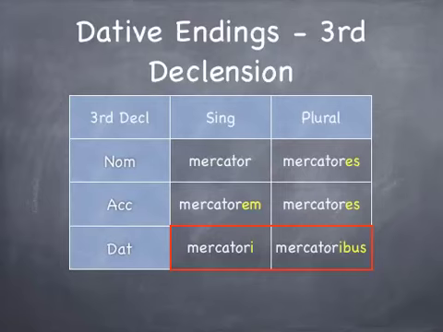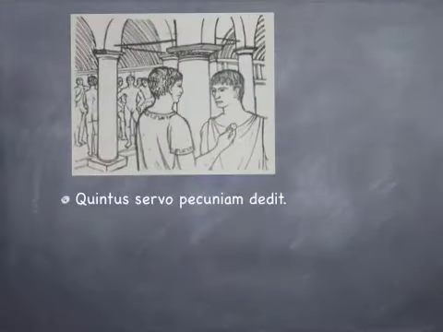Let's see this in action. So at the start of stage 9 we had the sentence Quintus servo pecuniam dedit, and you should notice that the word servo is a dative case word, so it means to or for the slave. So we translate this sentence as Quintus gave money to the slave. Now you can reword that, Quintus gave the slave money, and that's also correct.